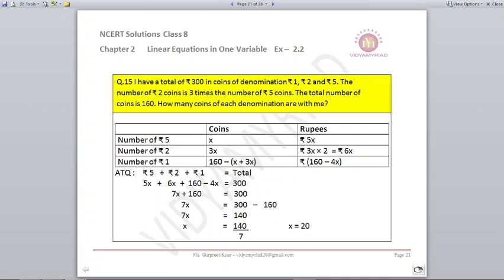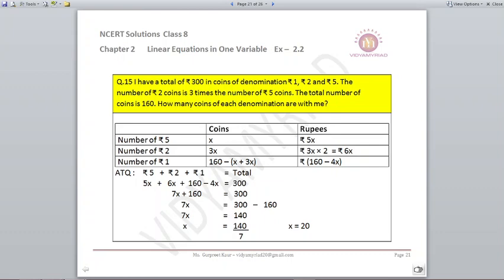So what I am going to do, again we will try to solve it in a simpler way. Number of rupees 5 coins are x, we have assumed. Number of rupees 2 coins are 3x because they are 3 times the rupees 5 coins. Now there is rupees 1 also. What are we going to do with rupees 1? Total coins are 160. So when we subtract from 160 the number of coins of 5 and 2, what remains will be rupees 1. So 160 minus 4x, that comes out to be the number of coins for rupee 1.